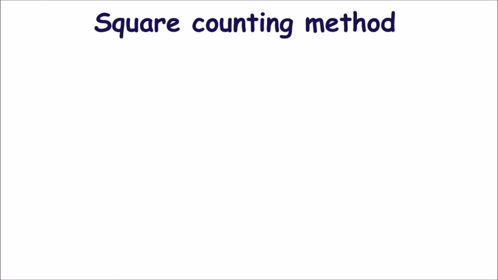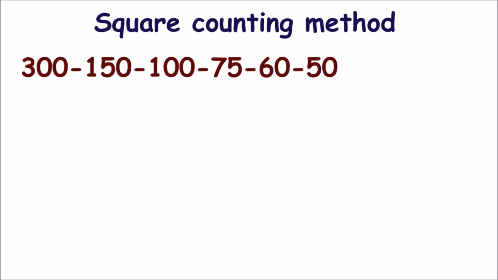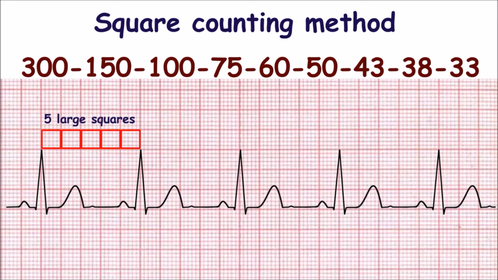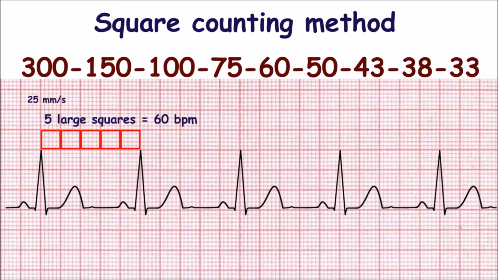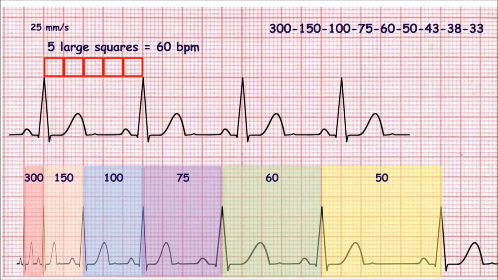When ECG is recorded with a speed of 25 mm per second, you should use the sequence 300, 150, 100, 75, 60, 50, 43, 38, and 33. Counting off every large square is performed from one QRS complex to the following one. The first large square, or 5 small squares, denotes 300 beats per minute. The next one denotes 150 beats per minute, etc.